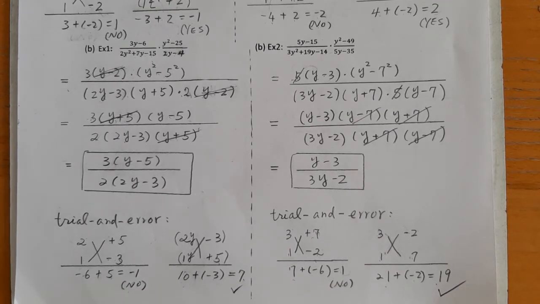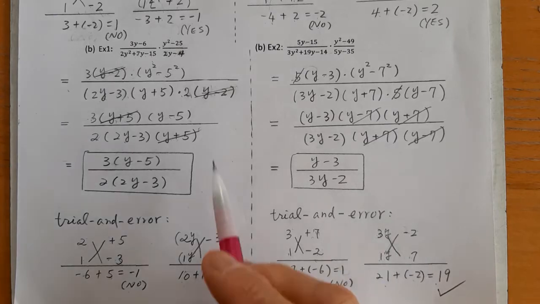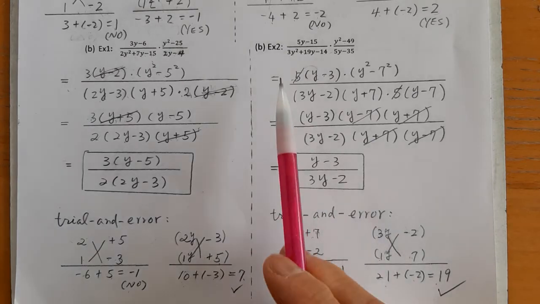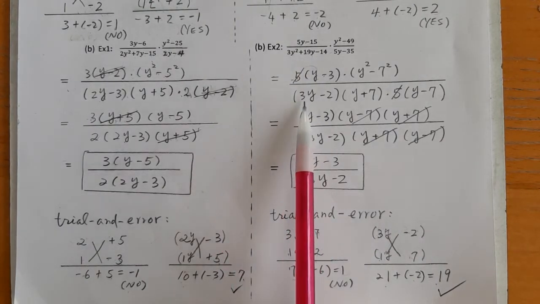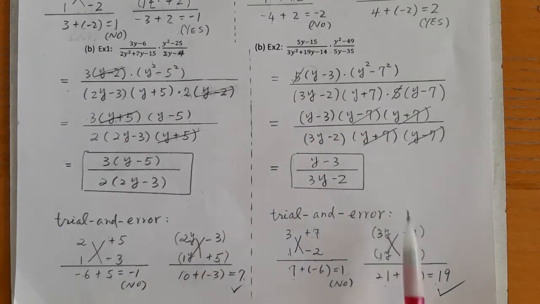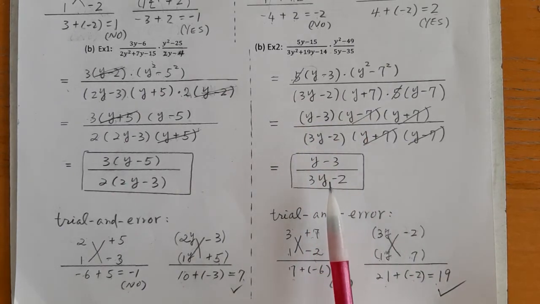And then, because of y squared, you can attach y here. Y squared separates into y times y. And 3y times 1y is 3y squared. And put the parentheses. And so this denominator factors as 3y minus 2 times y plus 7. Put the parentheses.